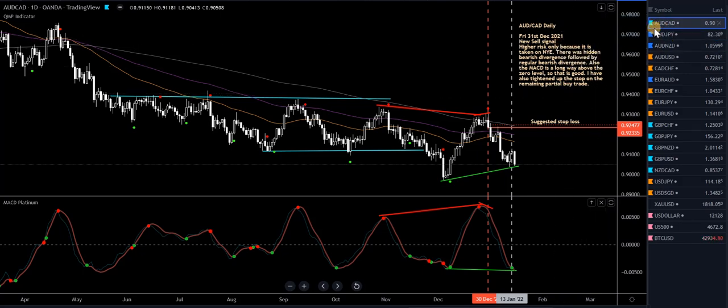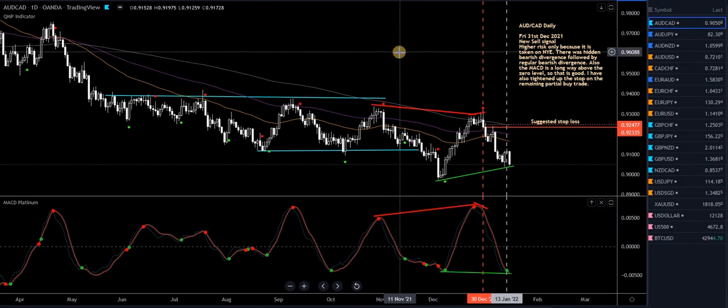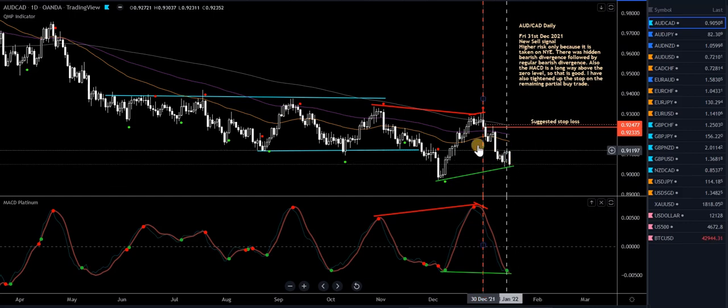Okay, so let's get into them. So we'll start with the AusCAD. Now, I do all my analysis on TradingView. It's OANDA. This is a daily chart. That's the broker I'm using, because as you know, with TradingView, you've got different brokers to choose from. But I actually do my trades on MT4, MT5 accounts.